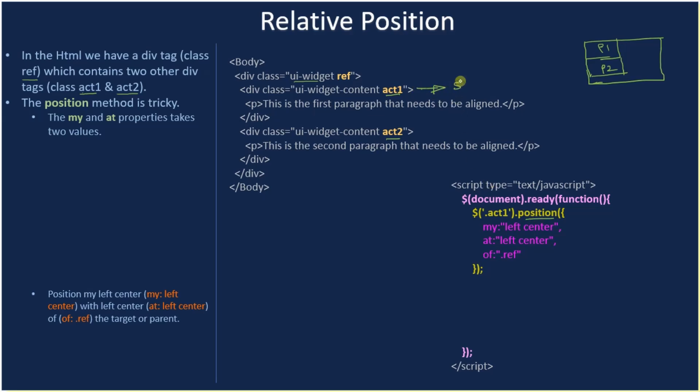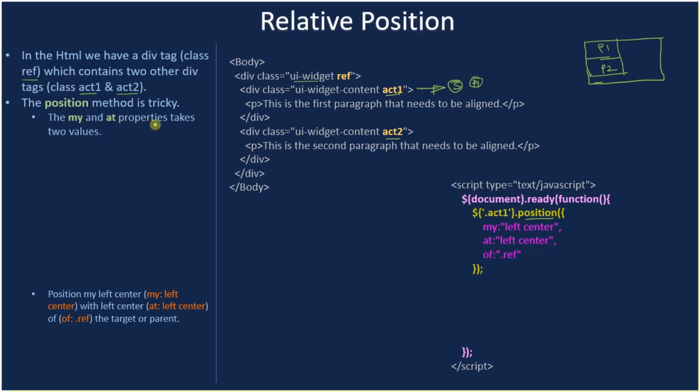This is the selected element, right? And we are making a call to position on this element. On P1, we are calling the position. P1 means this is the first div tag. To this position, we are passing three attribute values: my, at, and of.